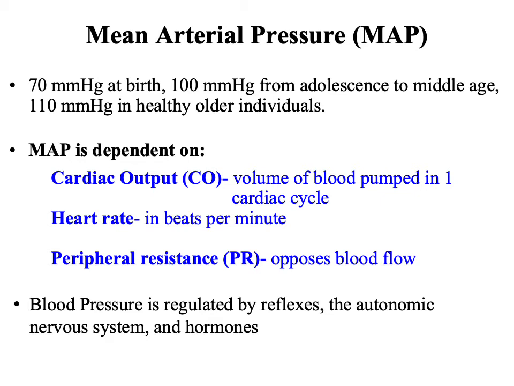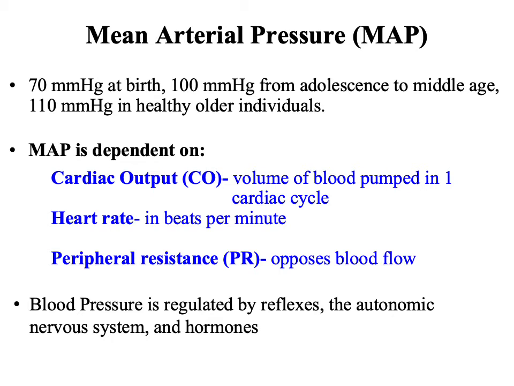Mean arterial pressure is about 70 millimeters of mercury at birth. From adolescence to middle age, it goes up to closer to about 100, and in healthy individuals, around 110. Again, these are averages. And the mean arterial pressure is dependent upon a few things. One is the cardiac output, the volume of blood pumped in one cardiac cycle. The cardiac cycle is what we went over in our heart chapter, which is essentially a heartbeat. How much blood is pumped out of the heart in a heartbeat is known as the cardiac output.